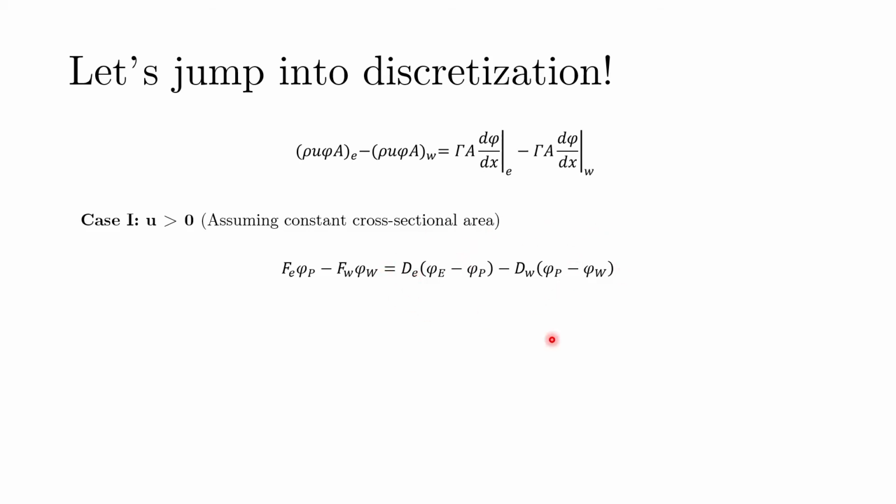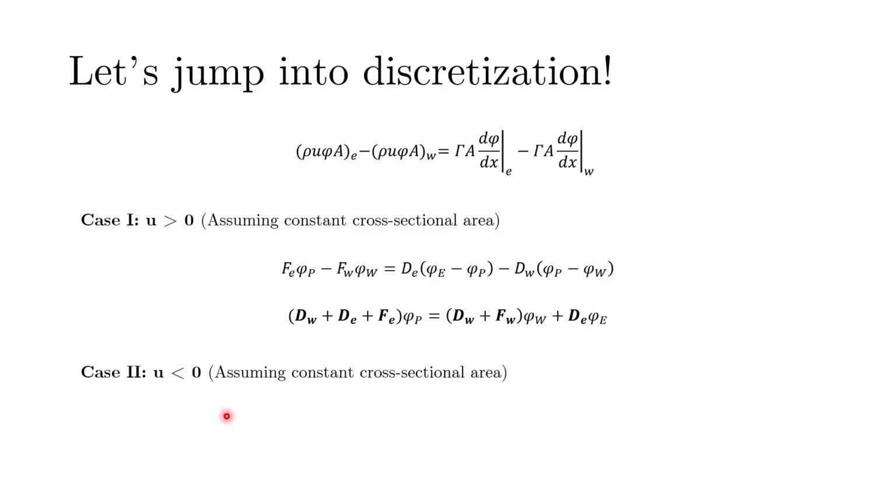So on the right hand side, it is basically the same expression that you had obtained for the central differencing scheme, and the expression on the left is what has changed. And now if you rearrange this equation, you can obtain something of this particular form here. So basically I'm just trying to write this equation as AP phi P equals AW phi W plus AE phi E. So this is the case when u is greater than 0.